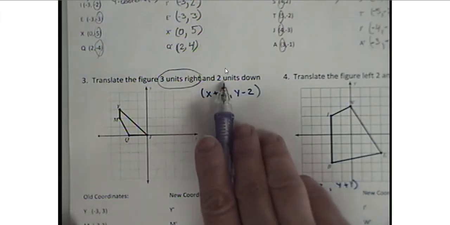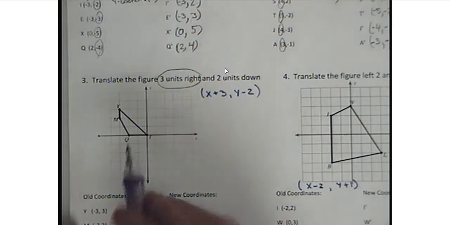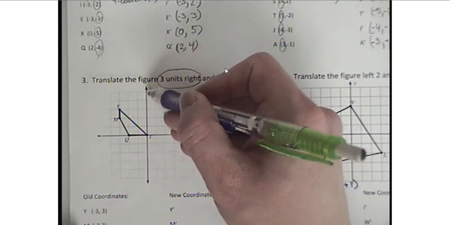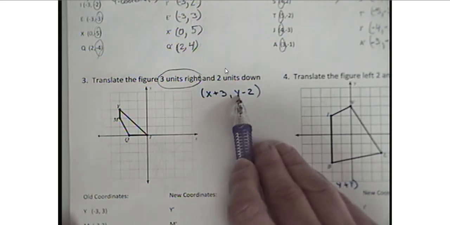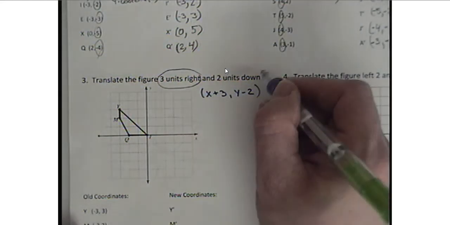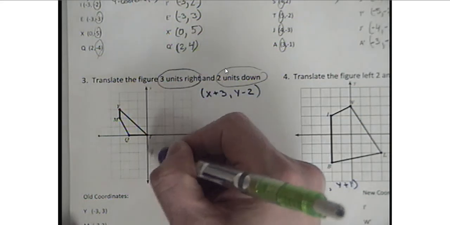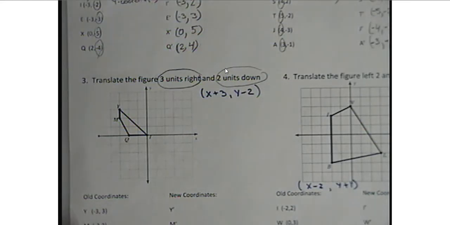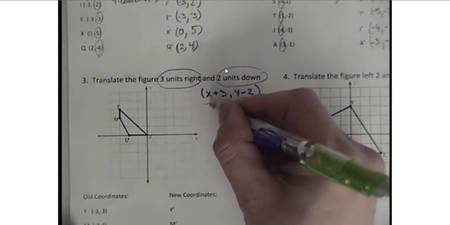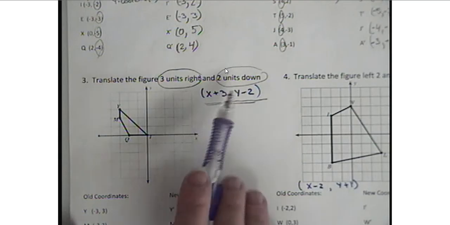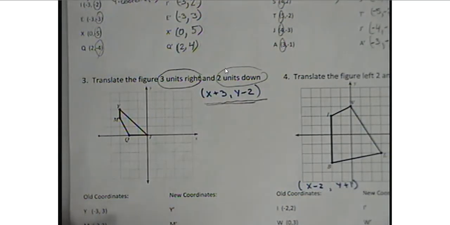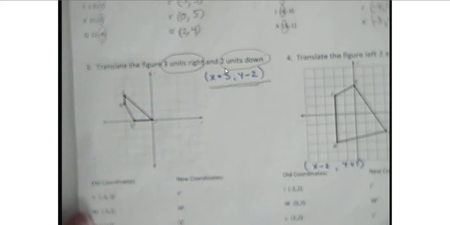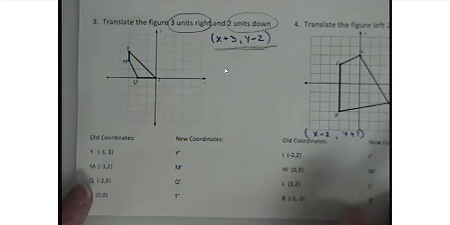Then the y variable, it says 2 units down. So the y-axis is when you move up and down. That's how I know this is the y variable. And because it's 2 units down, you're going down to the negative numbers. So you're writing y minus 2. You have to set up your form of the coordinates first. Once you have your official form, then you can use this form to do the calculations and find the points of the new shape. So let's take a look down here.